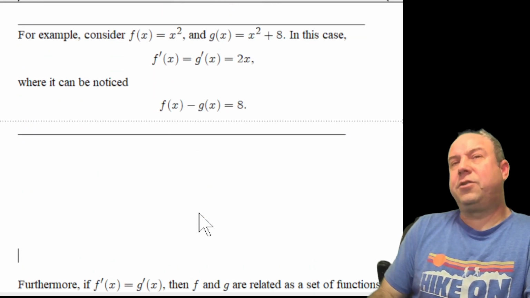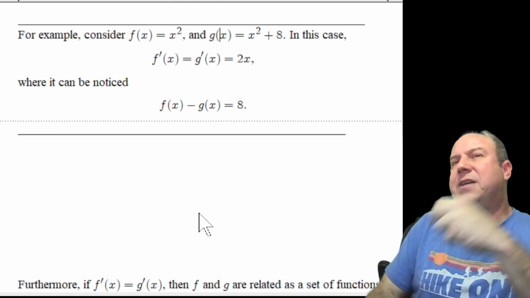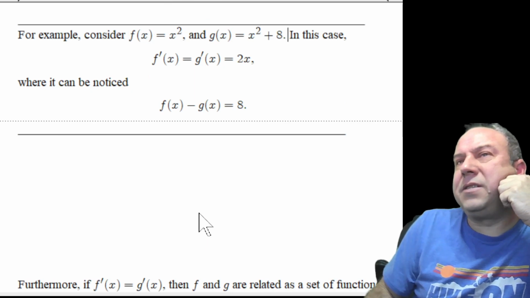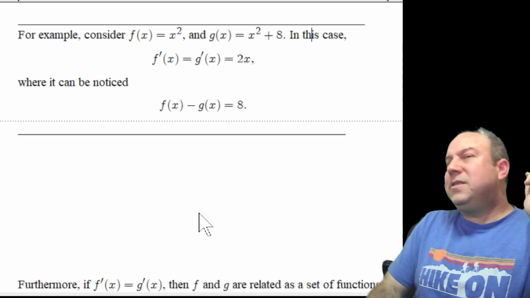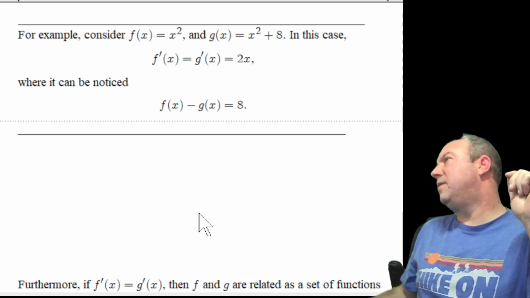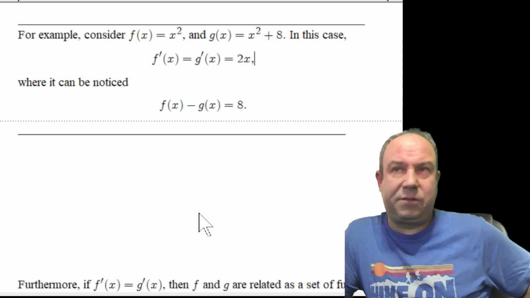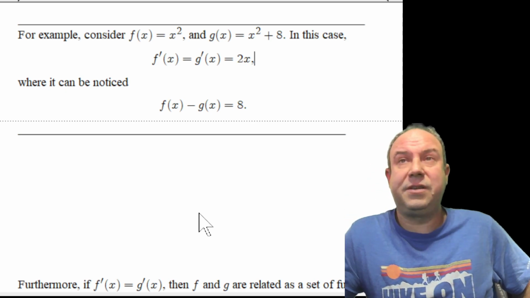We can consider two functions f and g. Here we might consider f of x equal to x squared and g of x equal to x squared plus a. Well, in this case, f prime and g prime both equal 2x. They are two functions that will have equivalent derivatives.